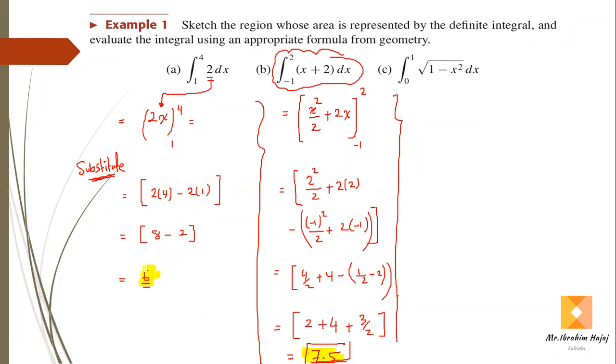Why did we square the x in x plus 2? The integral of x is x squared over 2. The integral of 2 is 2x.